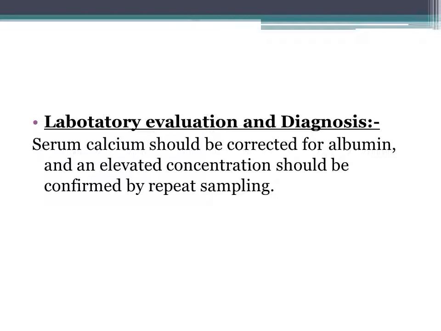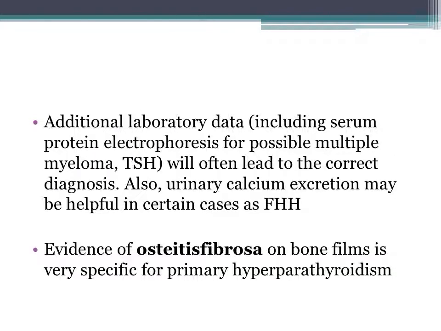How to evaluate laboratory for hypercalcemia? When we do laboratory evaluation for hypercalcemia, we must do correction of serum calcium for albumin, and an elevated concentration should be confirmed by repeated sampling. Additional lab data may include serum protein electrophoresis for possible multiple myeloma, as it is an important cause of hypercalcemia, and TSH for hyperthyroidism. Also, urinary 24-hour calcium may be helpful in cases of familial hyperparathyroidism. Evidence of osteitis fibrosa cystica on bone films is very specific for primary hyperparathyroidism.